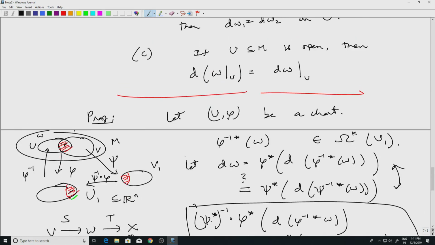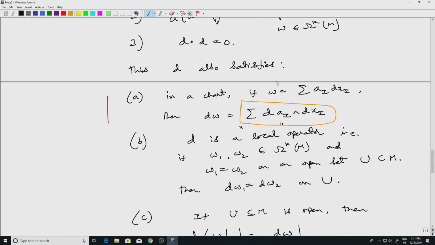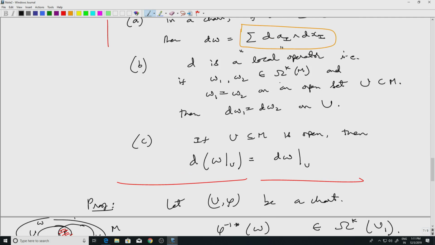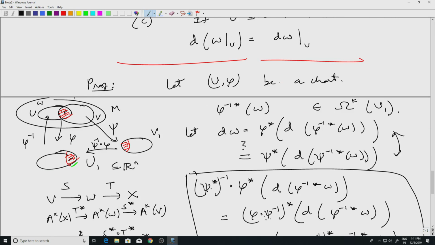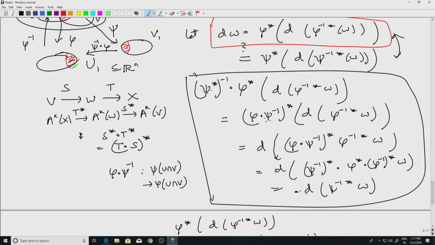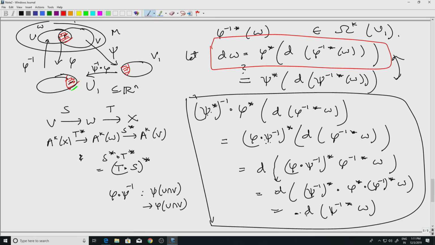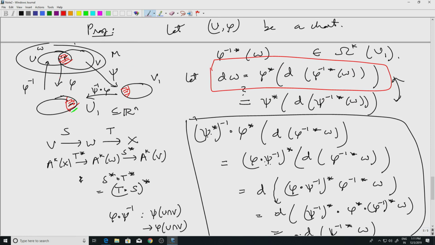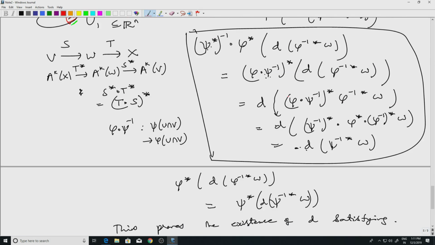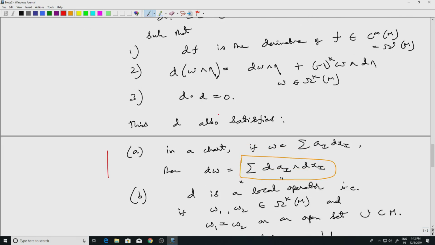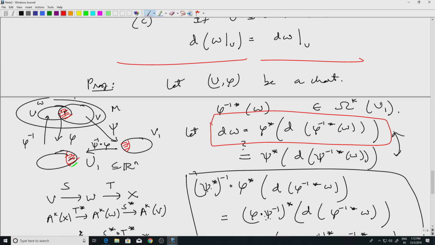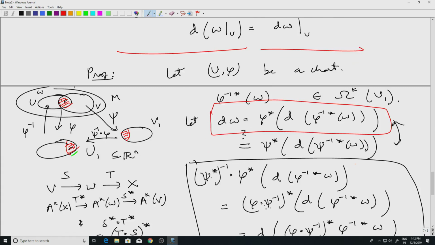Well, why does it satisfy 1 to 3? So this was our definition of D. The way we have defined this, essentially we are just doing D on Rn or other open sets of Rn and then transferring it back to the manifold via these isomorphisms phi star and phi inverse star. So from this, it's quite straightforward to check that all these three properties hold, because they hold for this D inside. For instance, suppose one wants to check D composed with D is 0.